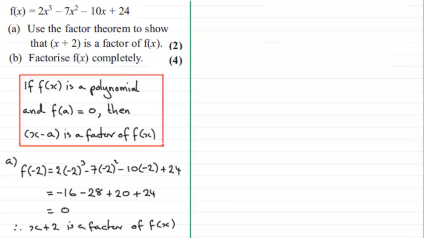And now for part B, we've got to factorize f of x completely. And there's two ways that we can do this, and I'll go through both ways. First of all though, what we've got is that f of x, we've seen now, is going to be identical to x plus 2, multiplied by another factor. We've already seen that x plus 2 is a factor of f of x.